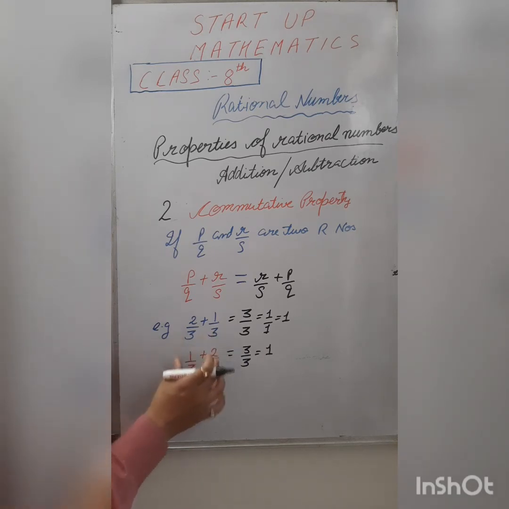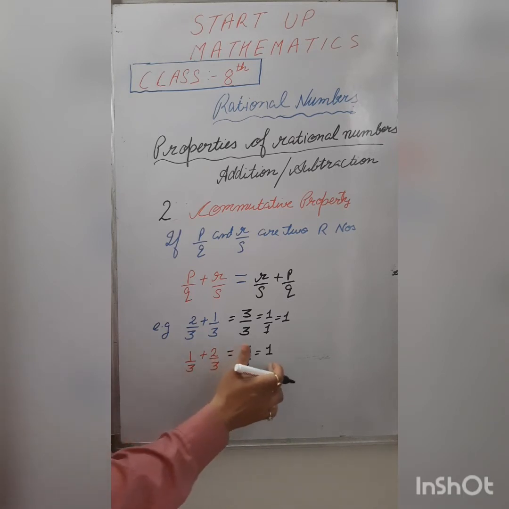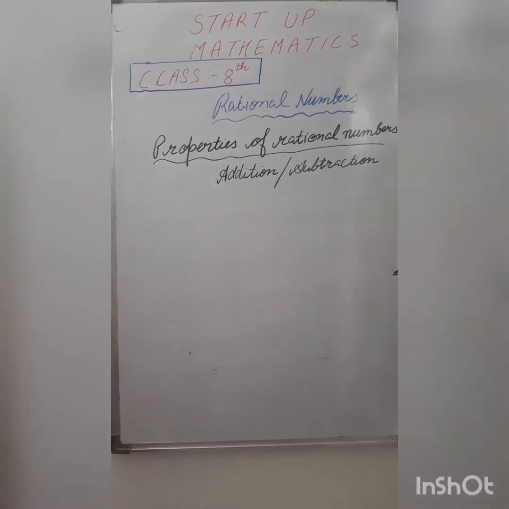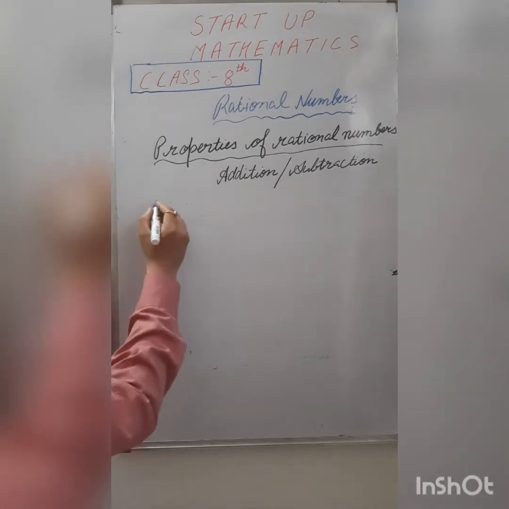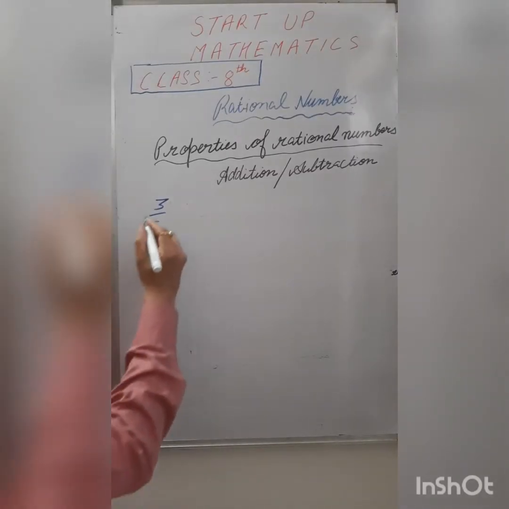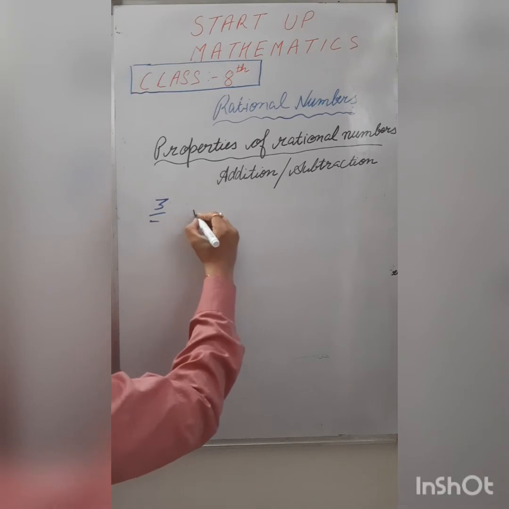So see here, the order in which the two rational numbers are added does not alter the sum. Does not alter the sum means आपका sum change नहीं होगा, right? In case of addition. So this is the second property that is called the commutative property. Next, moves to the third property. The third property is the commutative property. Sorry, is the associative property.